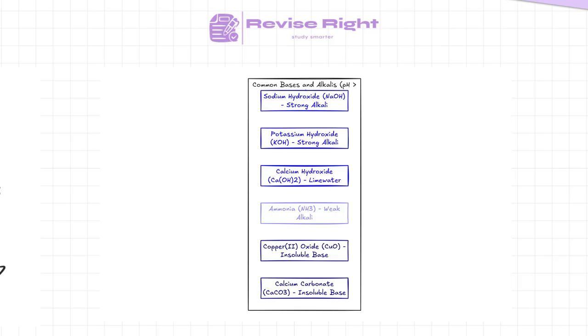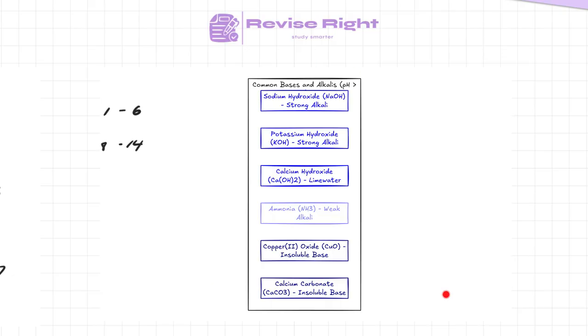So what we're going to run through is common bases and alkalis. Now, think of it this way. Acids and bases are the opposite. Acids are between 1 and 6 on the pH scale, and then bases are between 8 and 14 on the pH scale. So they are quite literally opposite.